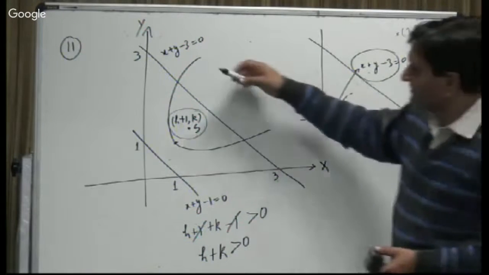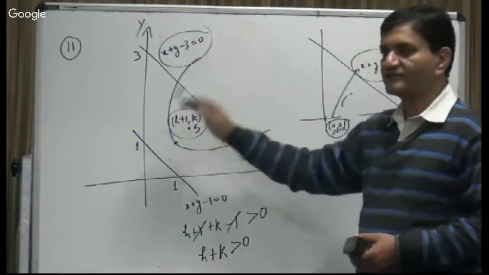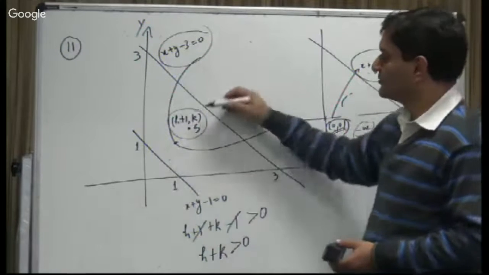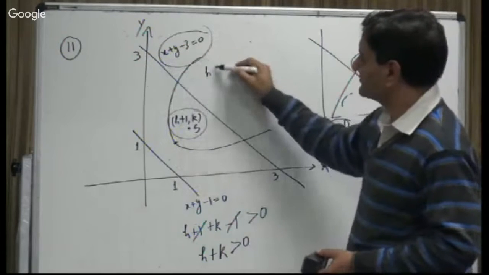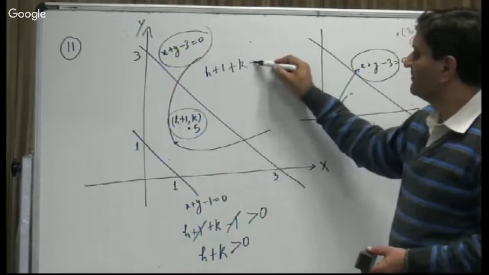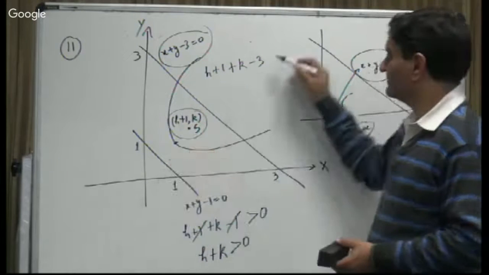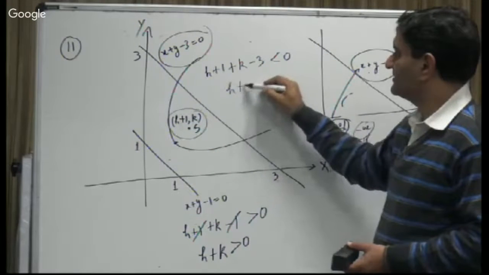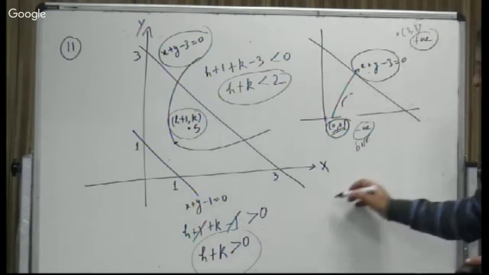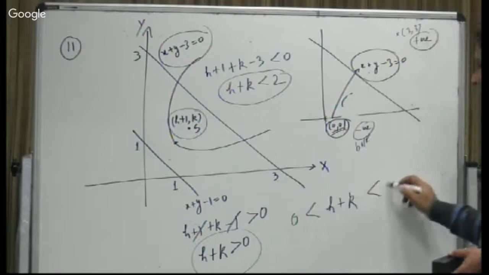Now similarly, since the focus relative to this line is towards the origin, in place of x you put h plus 1, in place of y you put k minus 3. So this will be less than 0 because it is towards the origin. So h plus k, this is minus 2 and it's less than 2. So combining these two you will get h plus k is greater than 0 and less than 2.